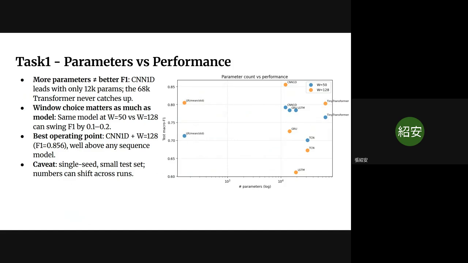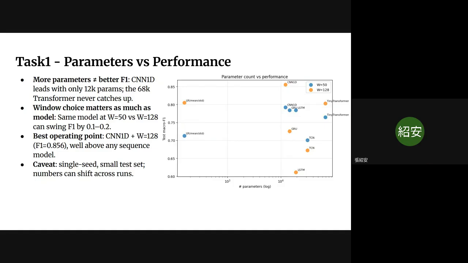First, more parameters does not mean better F1. CNN 1D dominates with only 12,000 parameters, while the 68,000 parameter tiny transformer never catches up at either window scale. Second, window selection is a primary design choice. The same model can swing by 0.1 to 0.2 in F1 just by changing W, as seen most clearly in logistic regression.